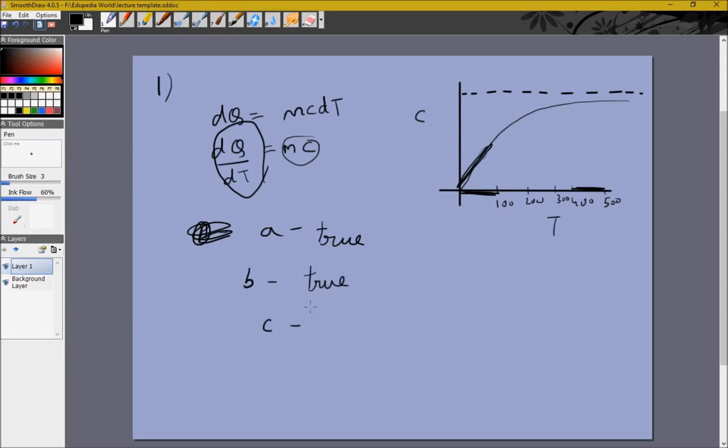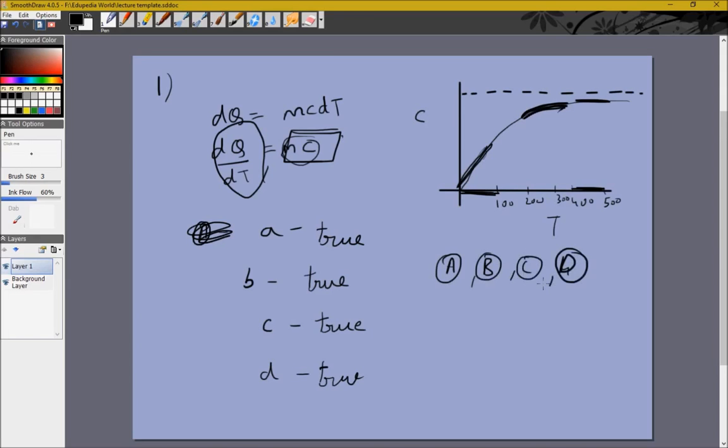The third statement, no change in rate of heat absorption in 400 to 500. The rate of heat absorption is dq by dt, which is mc. Between 400 to 500 it does not change. So this is also true. And option D says rate of heat absorption increases in 200 to 300. From 200 to 300 it's not linear, but it is still increasing. So this is also true, which means the answer to the first question is A, B, C, D. All four are true.